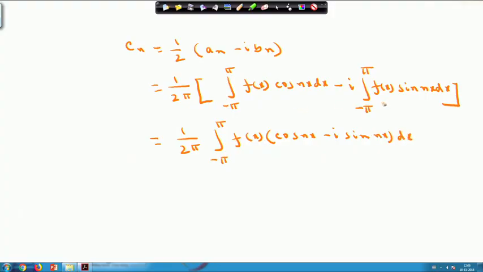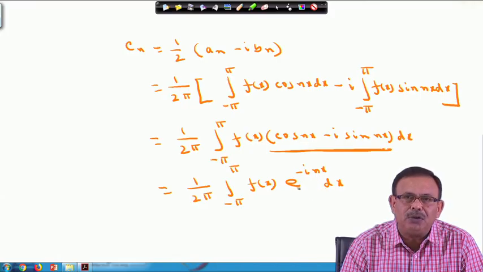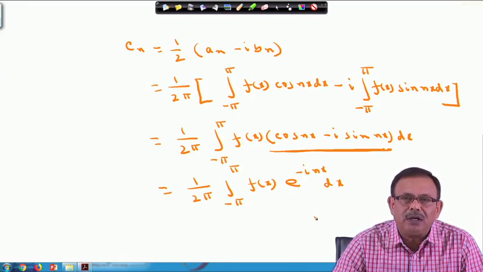From here I can write this by putting f x over here. So, this will be equal to 1 by twice pi integral from minus pi to pi f x into cos n x minus I sin n x. This is nothing but e power minus I n x. So, your C n becomes ultimately 1 by twice pi integral from minus pi to pi f x into e power minus I n x dx. So, basically I am converting it into new coefficients C naught, C n and C minus n, and those are integrals of the function f x and the e power case.